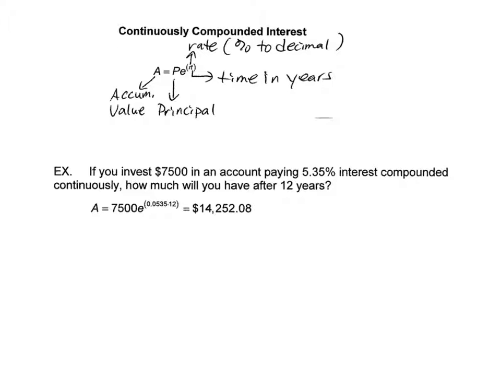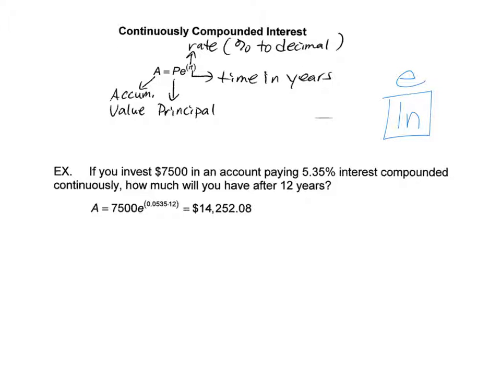A is the accumulated value, P is the principal or the starting amount, r is the rate, we change the percent to a decimal, and t is the time in years, and then e is the number e. And there is an e on your calculator. It's above the button that says natural log, that we'll talk about later, LN, and there should be a little e above it.